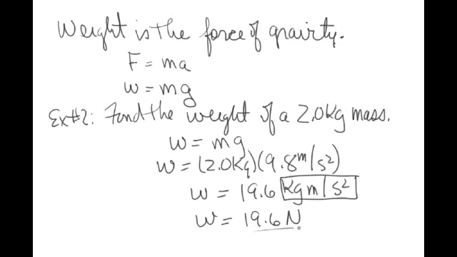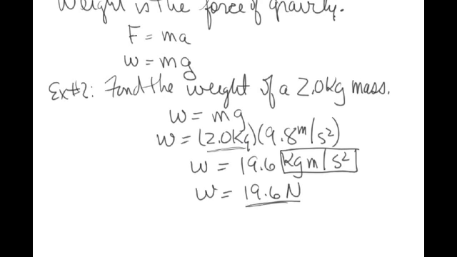Again, this is the weight of the body. That's how hard the Earth is pulling it downward. 2 kilograms is the mass of the body. Mass measures how much material is present. It doesn't change no matter where you are in the universe. Weight changes or varies depending on what planet you're on.